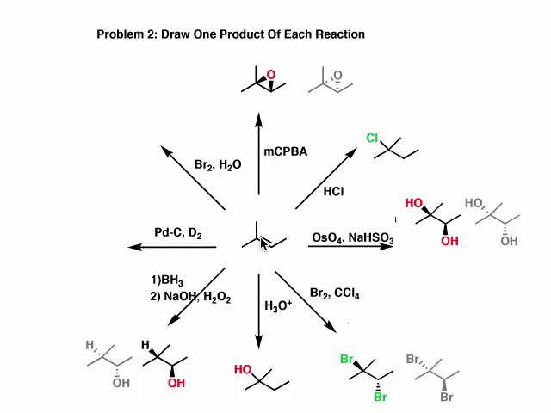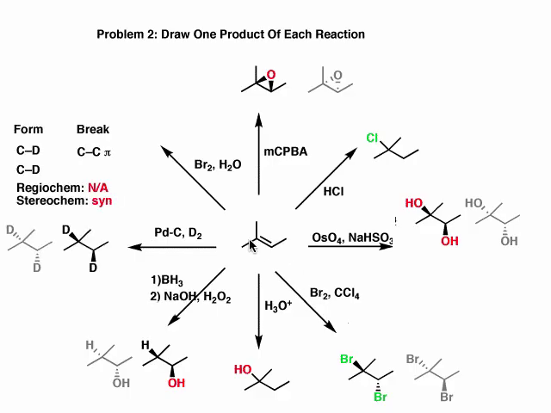So when we treat this alkene with palladium on carbon and deuterium, let's draw the products here. We're breaking a carbon-carbon pi bond, and we're forming two new bonds, one to deuterium and the other one to deuterium. So both ends of what used to be our alkene form a new bond to deuterium. The regiochemistry doesn't apply here because we're adding the same group to each side of the alkene. So just like with epoxidation, dihydroxylation, and bromination, it doesn't matter.